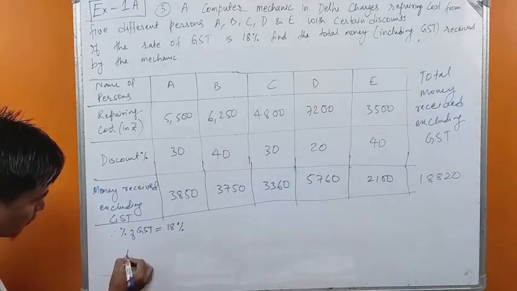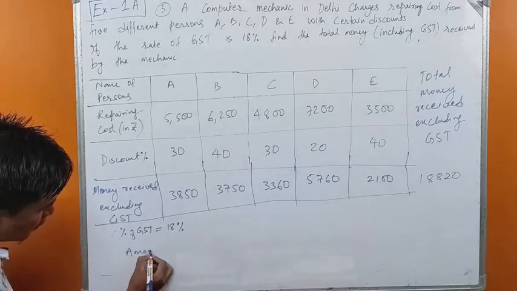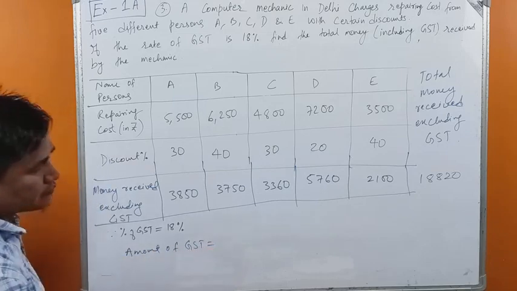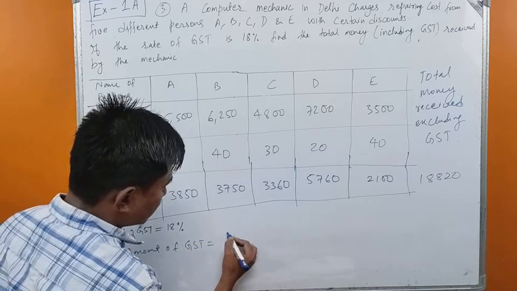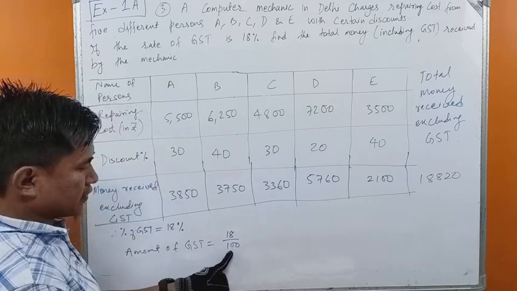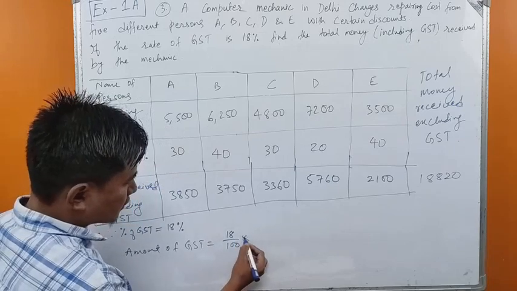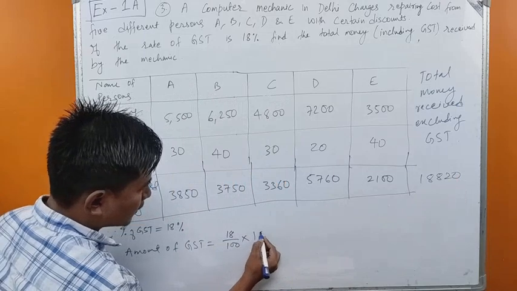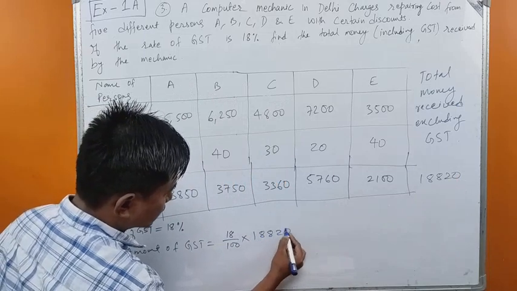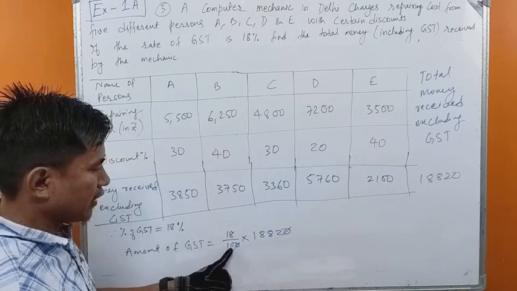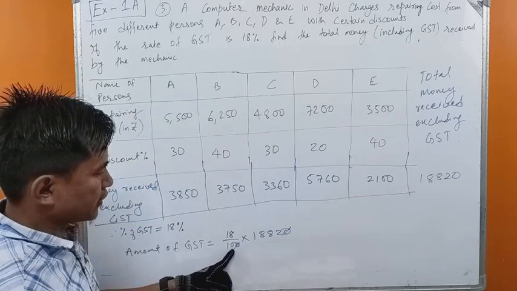So amount of GST is 18% of selling price. 18 percent means 18 upon 100, isn't it? What is the selling price? 18820, isn't it? So this 0 and this 0 cancel out. We still have 1 0 in the denominator. We should not forget this, okay?